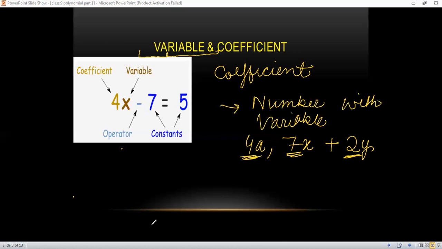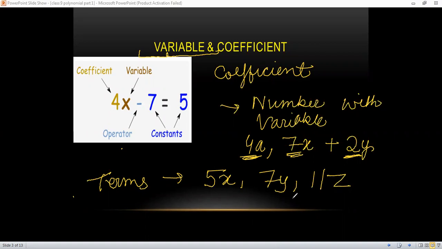Now what is term? Term means a combination of coefficient and variable. That means if I write 5x, 7y or 11z, these are terms. And when all terms come together, then we call it as polynomial.